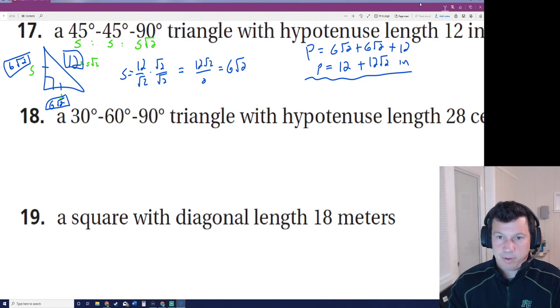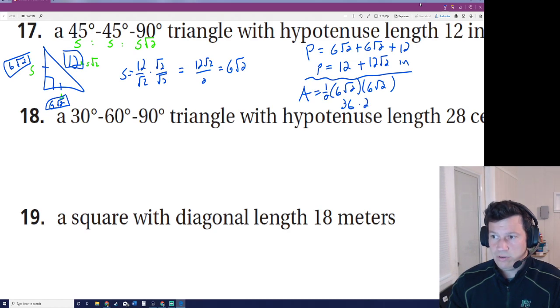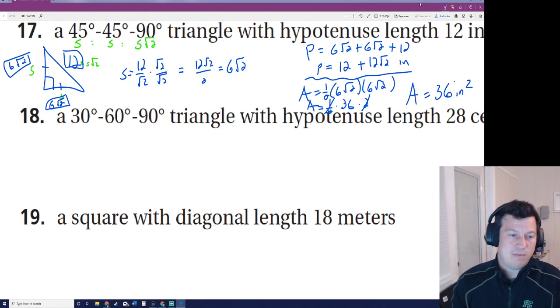The area, we know area is 1/2 base times height. In this case, my base and my height of a right triangle are always the legs. So my legs are 6 root 2 and 6 root 2. So our area is going to be 1/2 times 6 root 2 times 6 root 2. This is the same thing as 6 root 2 squared, if that makes more sense. 6 times 6 is 36. Root 2 times root 2 is just 2. I just brought down the 1/2. 1/2 times 36 times 2 is just going to be 36. So my area is 36 square inches. My point is that with 45, 45, 90, you can combine things, and perimeter and area is good to know.